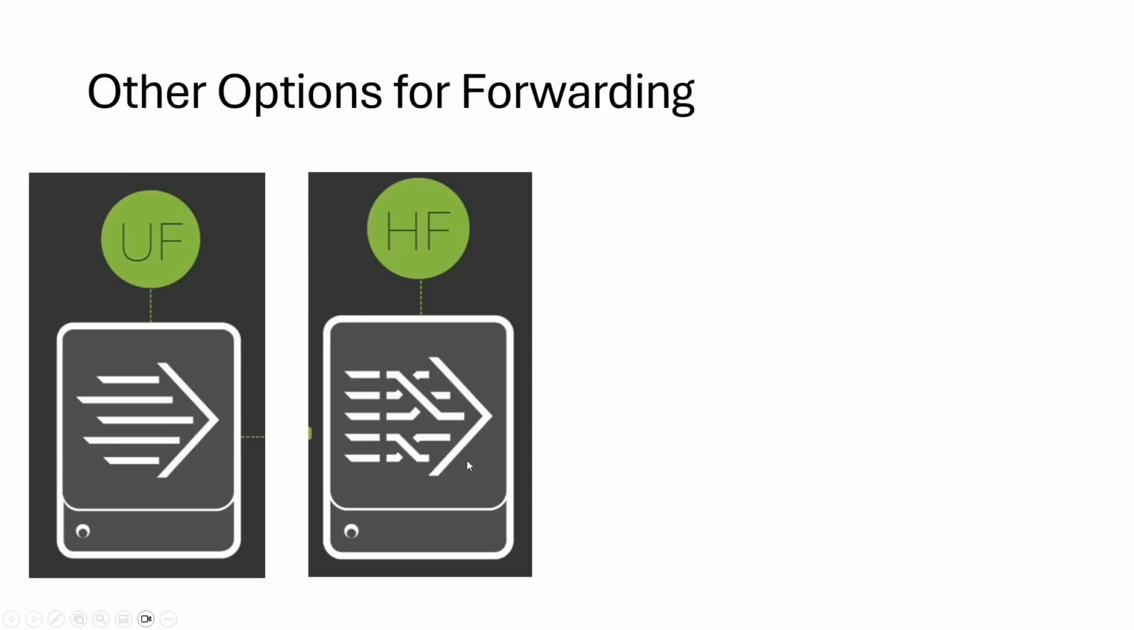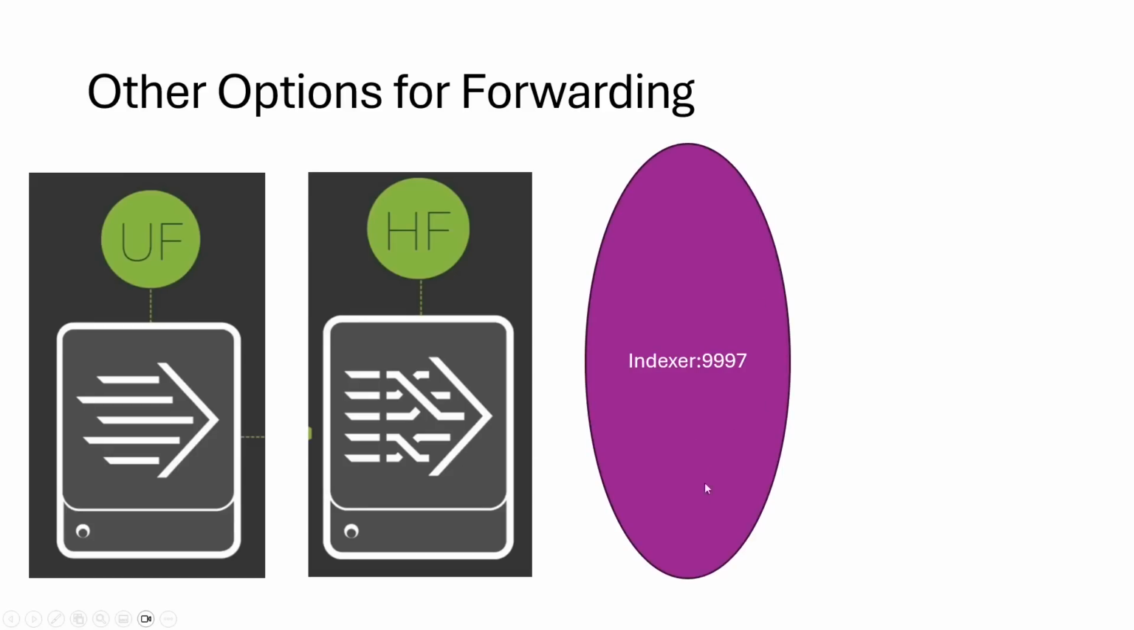The next option is the traditional, send it to an indexer, or you can set up indexing clustering, in which case it round robins, indexer 1, indexer 2, indexer 3, and you deal with that. Again, that's out of the scope of this video, but I want you to know that it's there.